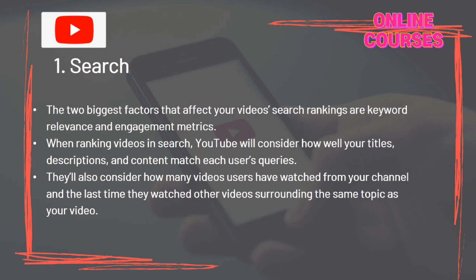1. Search. The 2 biggest factors that affect your video search rankings are keyword relevance and engagement metrics. When ranking videos in search, YouTube will consider how well your titles, descriptions, and content match each user's queries. They'll also consider how many videos users have watched from your channel and the last time they watched other videos surrounding the same topic as your video.